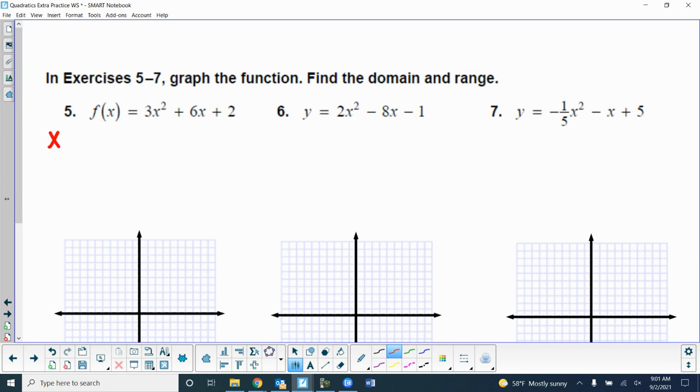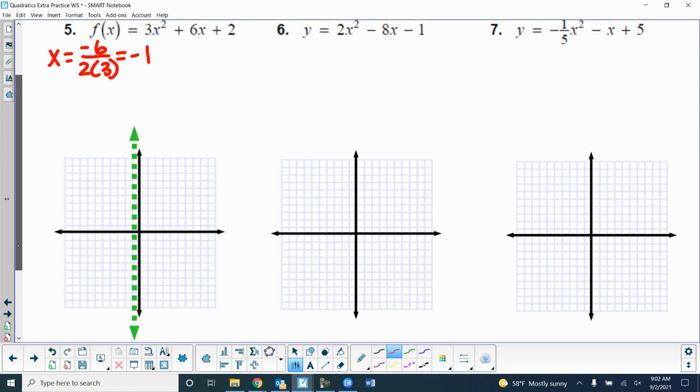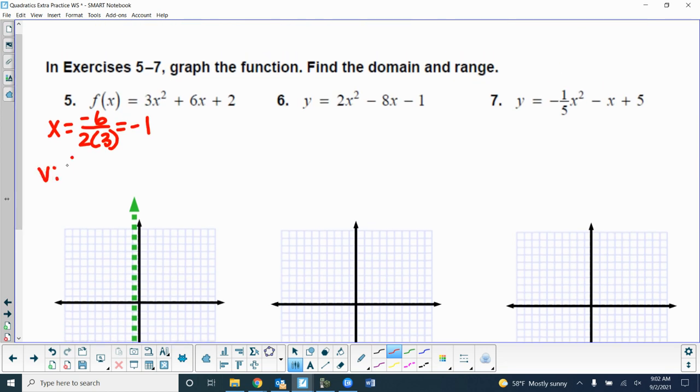So, for the axis of symmetry, it's -6 over 2 times 3, which is -1, right? So, my axis of symmetry is right there. Okay? Questions? Remember, it's always vertical for these right now, right? Next thing is going to find the vertex. So the vertex is -1. I put a -1 in here.